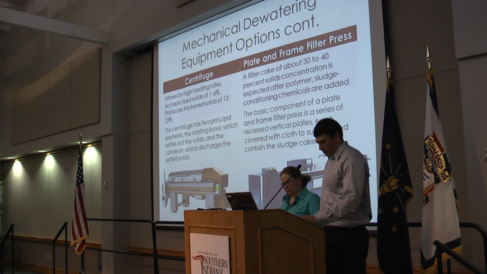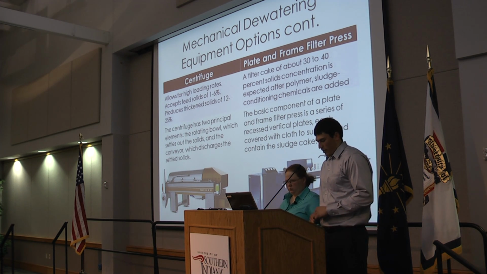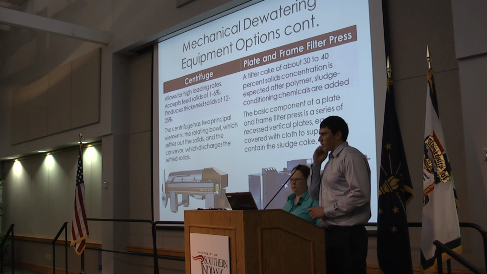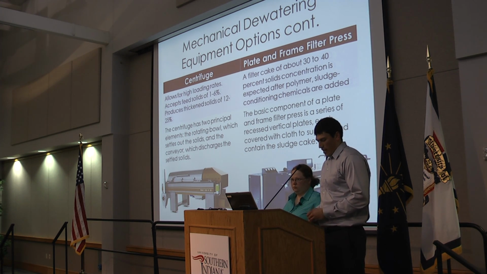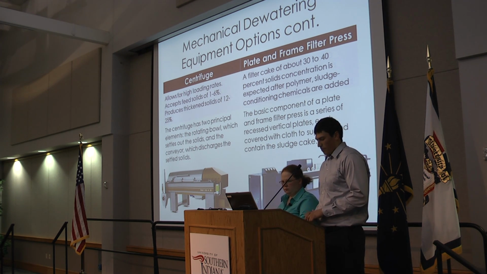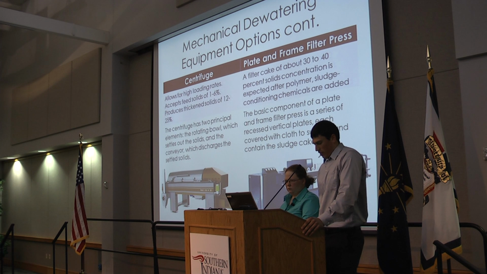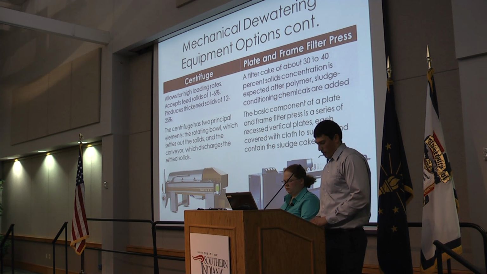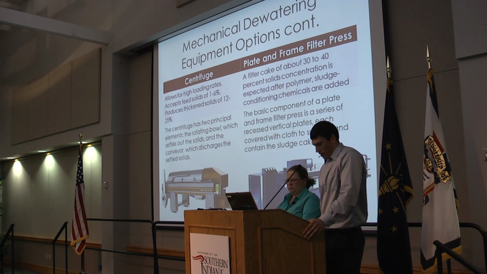Centrifuge. It also allows for high loading rates and accepts a sludge mix of 1 to 6% solids. It rotates the liquid at high speeds to increase the gravitational forces applied to the sludge. The solids are spun to the outside of the bowl, where they are scraped out by a screw conveyor. This produces a sludge cake of 12 to 25% solids.